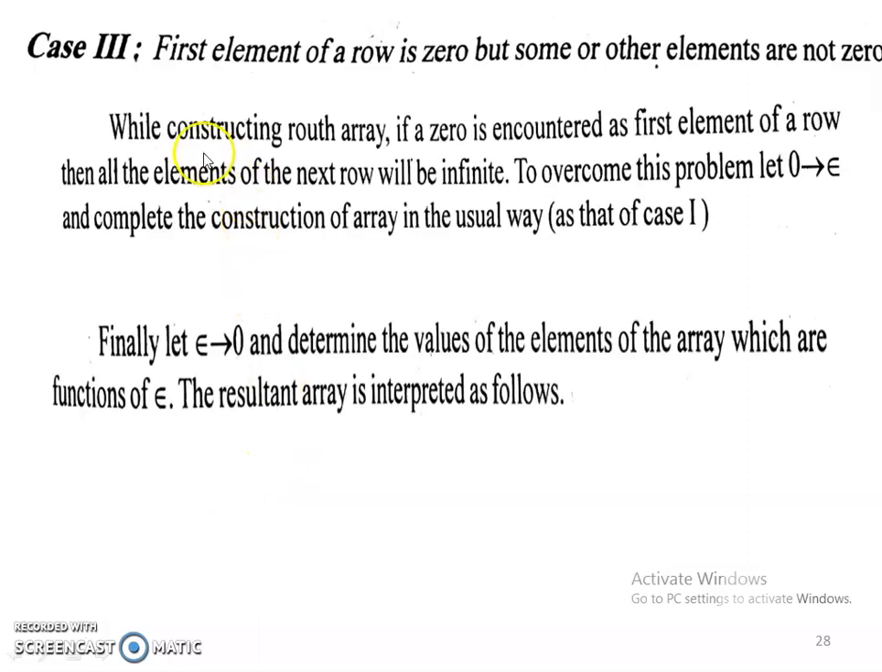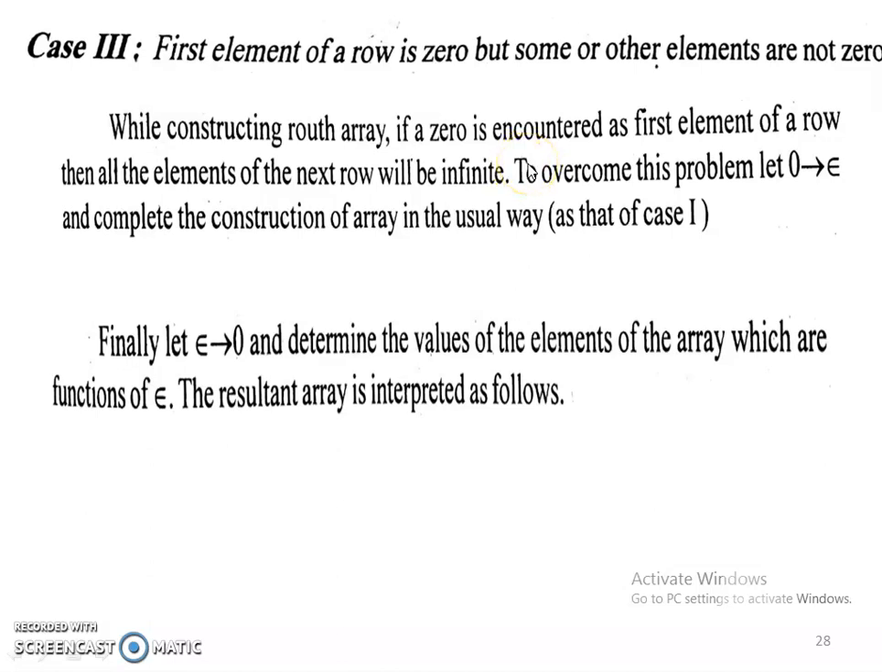Now we are going to see the third case. The first element of a row is 0, but some other elements are not 0. So while constructing the Routh array, if a 0 is encountered as the first element of a row, then all the elements of the next row will be infinite.